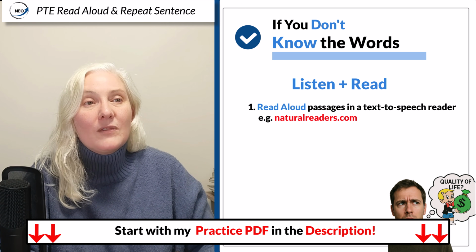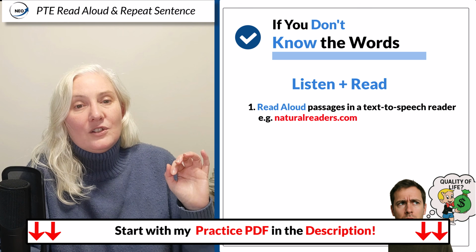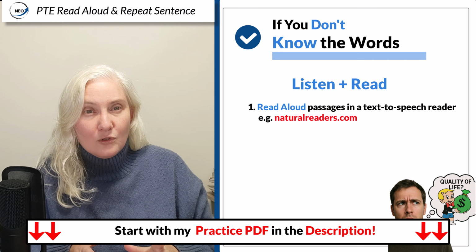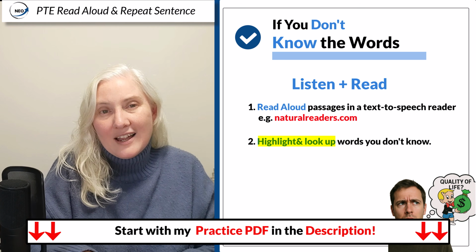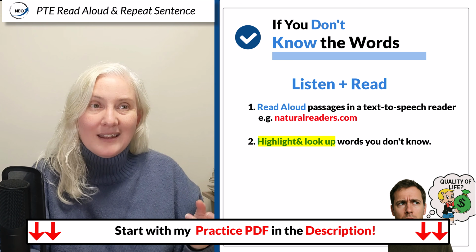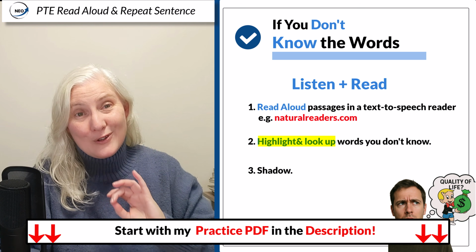So as you are looking through your read aloud passage, you should pause and highlight words you don't know, look them up, listen again, and then shadow so that you can lock it in.